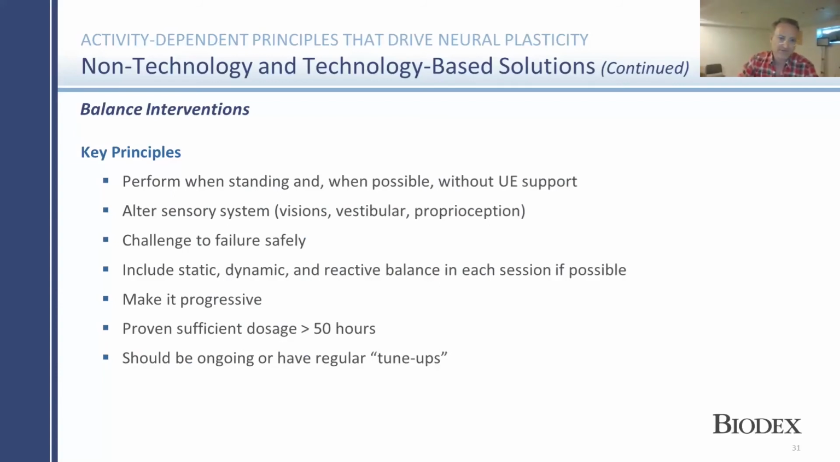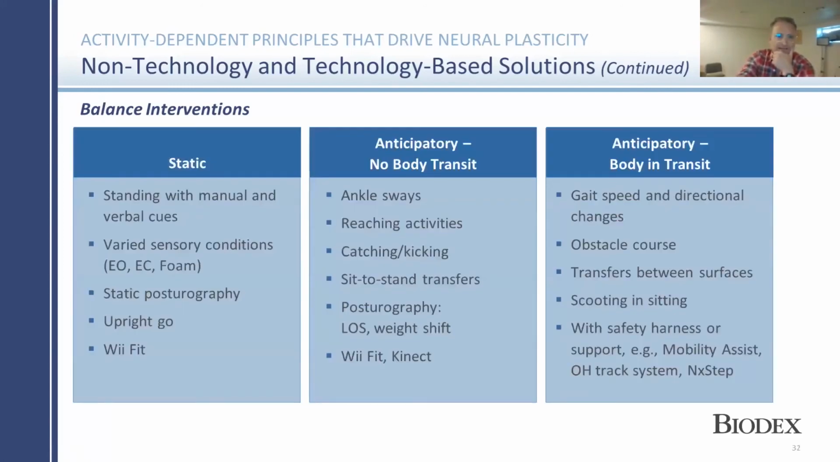Make it progressive. Proven sufficient dosage with balance is greater than 50 hours. Again, there's that number again. It's a little bit lower this time, and they should have a regular tune-up. So, these are just different balance interventions. I look at balance as static, anticipatory, and reactive, with no body transit and with body transit. You can take a look at this. I'm not going to go over it. It's something that you probably practice already.